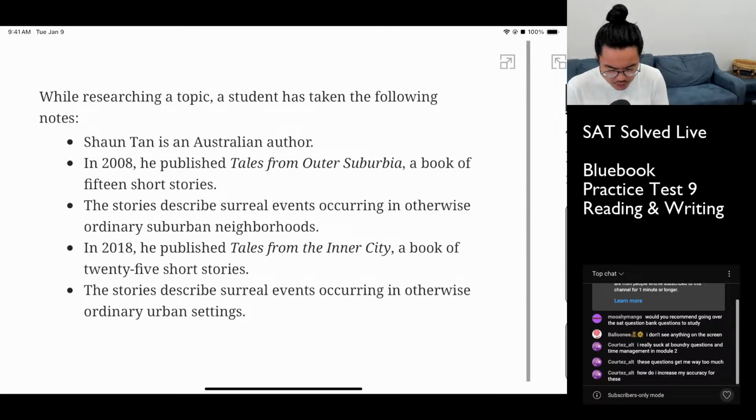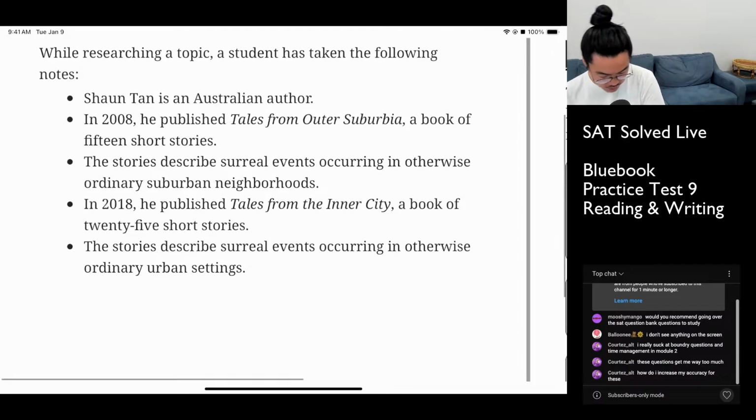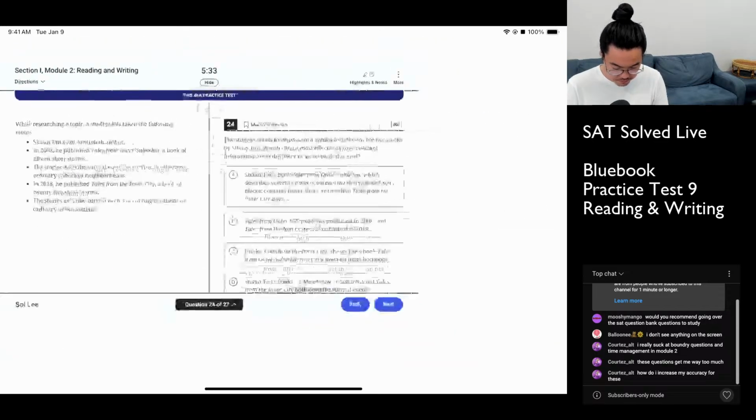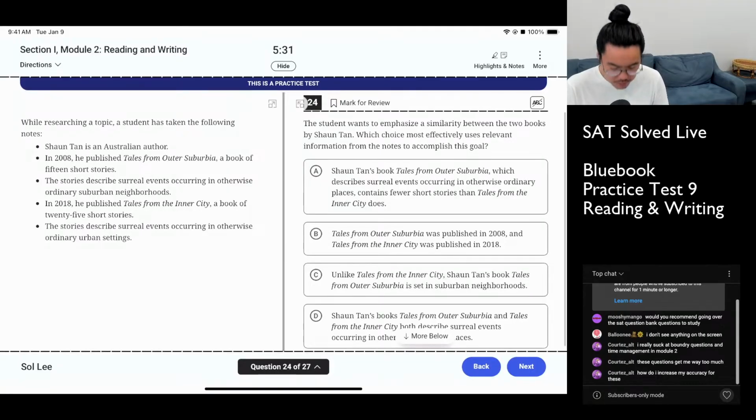Trying to find a similarity between the two books. In 2008, he published a collection of 15 short stories. And then in 2008, he published another collection, which is 25 short stories. And they're both surreal. And the first one is suburban, where the second one is urban. And the similarity is they are surreal and short stories.